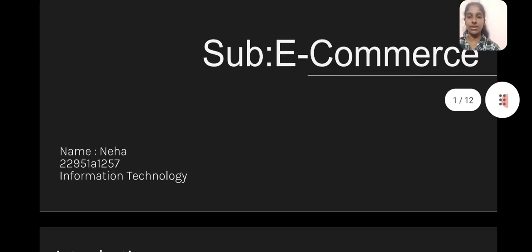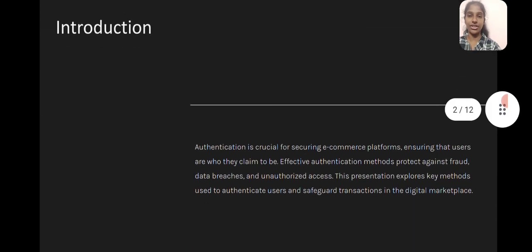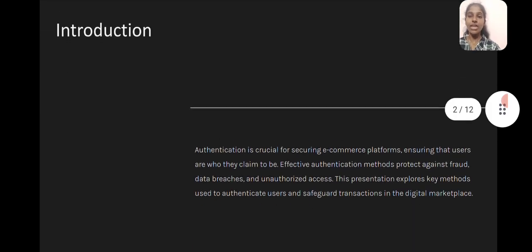First of all, let's discuss authentication and its introduction. Authentication is crucial for securing e-commerce platforms and ensures that users are who they claim to be. Effective authentication methods protect against fraud, data breaches, and unauthorized access. This presentation explores key methods used to authenticate users and safeguard transactions in the digital marketplace.